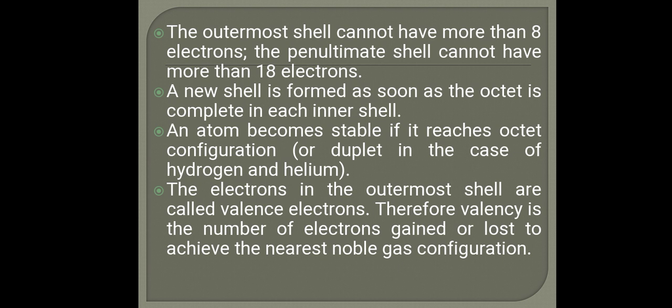An atom becomes stable if it reaches octet configuration, or duplet in the case of hydrogen and helium. The electrons in the outermost shell are called valence electrons. Therefore, valency is the number of electrons gained or lost to achieve the nearest noble gas configuration.